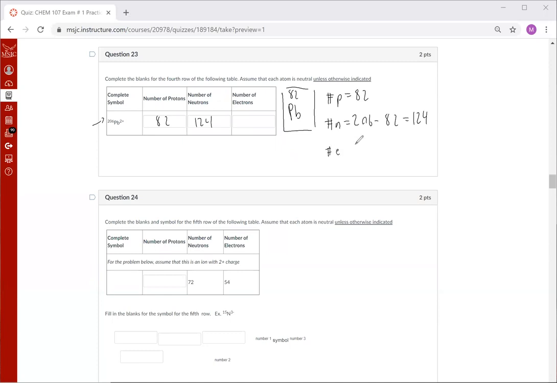Finally, our number of electrons is equal to the number of protons minus the charge. In other words, the number of electrons is equal to 82 minus the charge, which is plus 2, and that gives us 80 electrons. Does this make sense to everyone? Yes. Perfect. So let's look at the next example in this series.